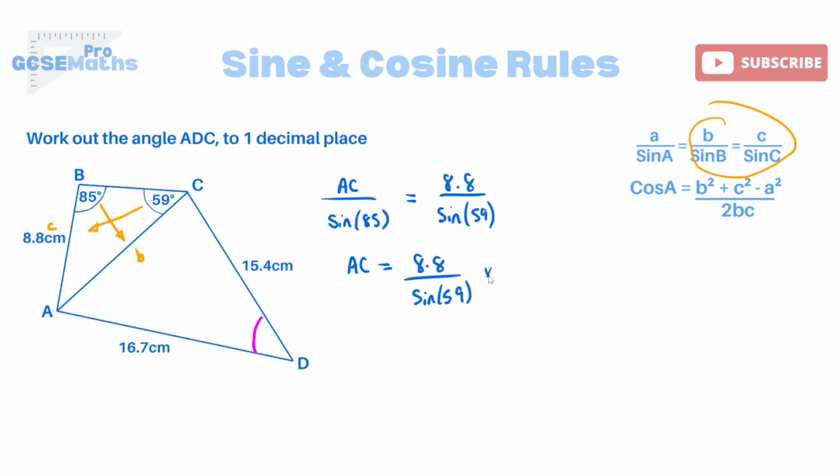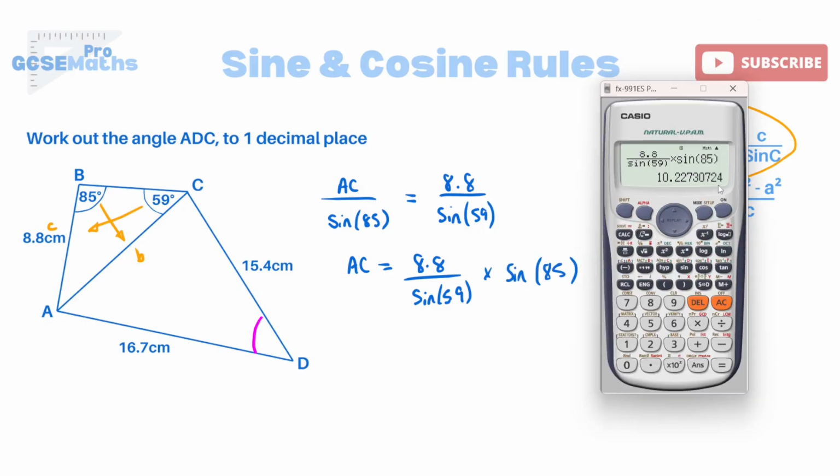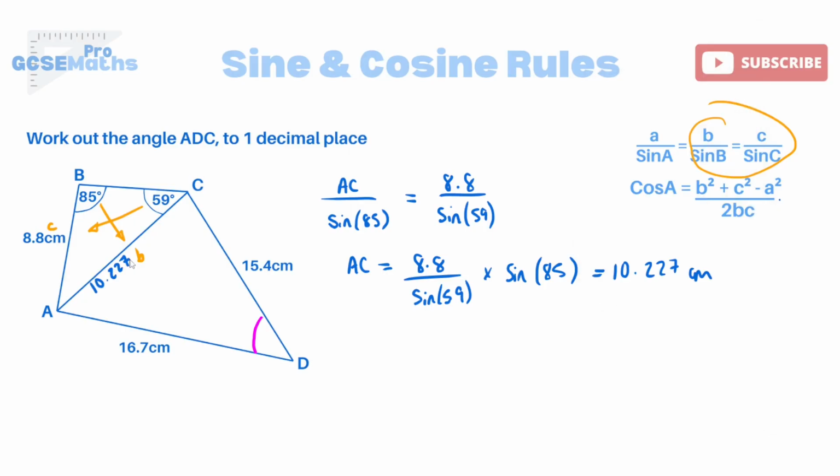But I'm going to multiply by sine 85 as well. So as you can see, I've got 10.227. Again, I'll keep that as a decimal in my calculator, but I'll write down a couple of them. So now I know the side that joins both triangles.